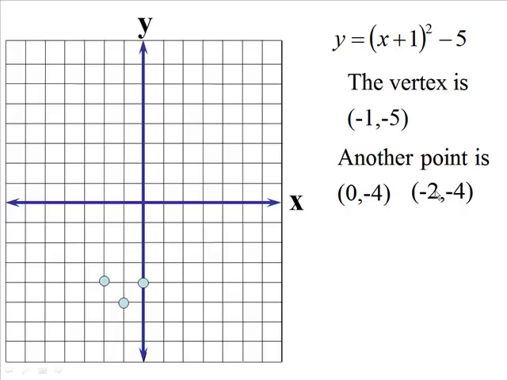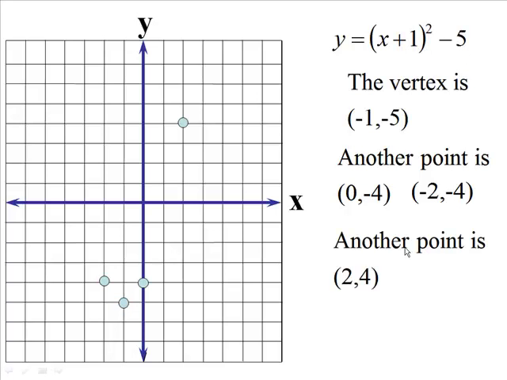Okay? Now watch, if you put negative 2 in here, this is pretty cool. If you put negative 2 in here, negative 2 plus 1 is a negative 1. Negative 1 squared is 1. And 1 minus 5 is minus 4. So this point does work for this. Okay?